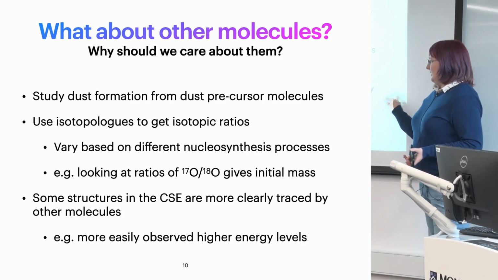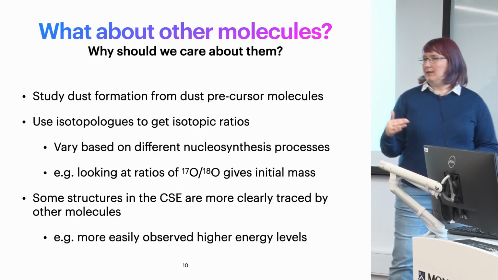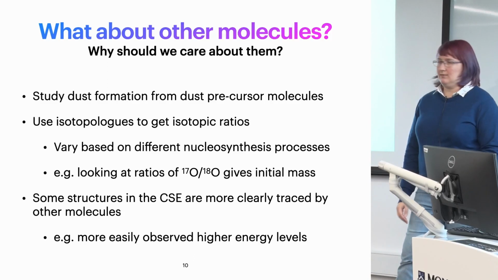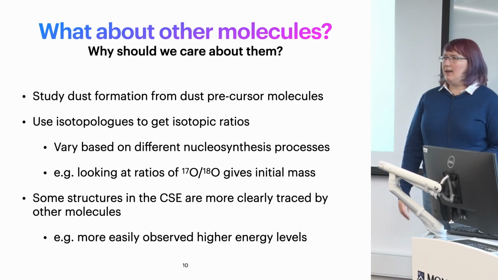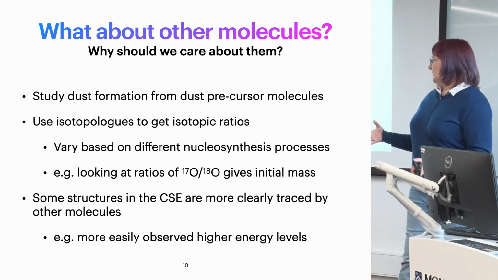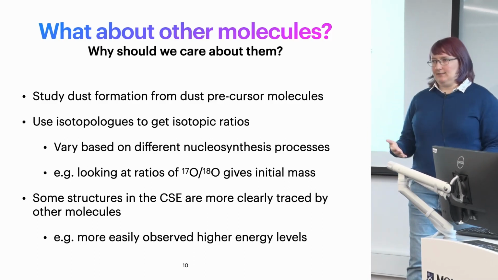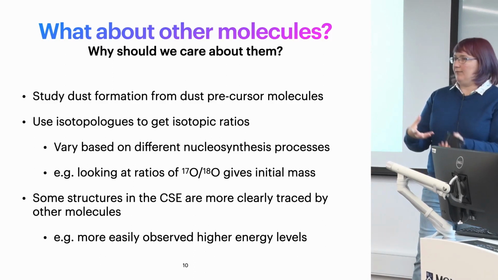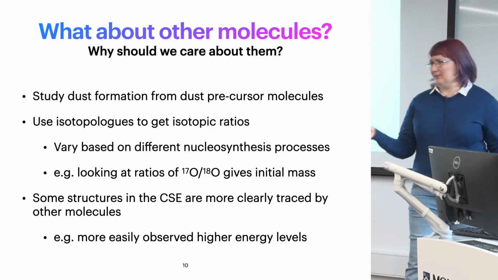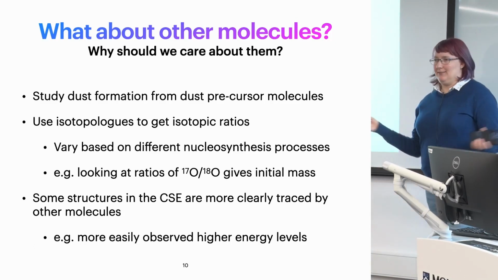And then some structures in the CSE are more clearly traced by other molecules. This is because the CO lines that we mostly observe are quite cold, as in the energy levels linked by those transitions are quite low, up to 100, maybe 200 Kelvin. Whereas for other molecules, because of their molecular and energetic structure, the transitions that we can easily access happen to be of higher energies, and that can tell us about other things, especially the hot inner environment close to the star. Also, for reference, these stars are 200 to 300 Kelvin, so it's not like they're super hot, since molecules do form in their atmospheres and are not instantly destroyed.